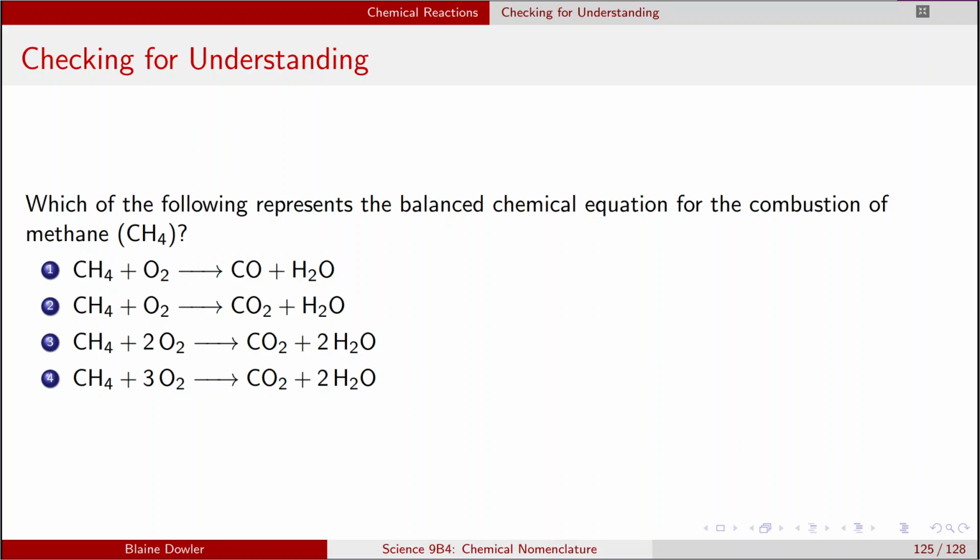Which of the following represents the balanced chemical equation for the combustion of methane? You'll notice all four of them have methane, which is CH4, plus some number of oxygens produces carbon dioxide and water. Like I said, you don't have to figure out how to balance it. We're just counting to see if they're balanced. So which one has the same number of each element on both the left and the right? Pause now if you need more time.